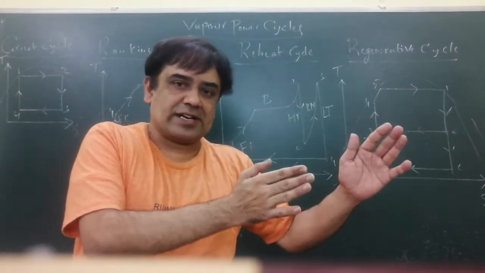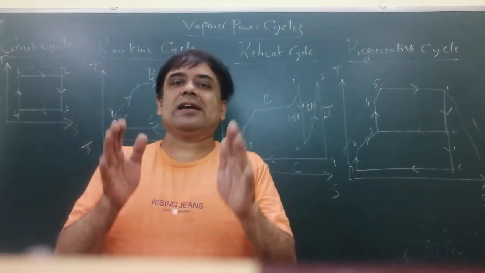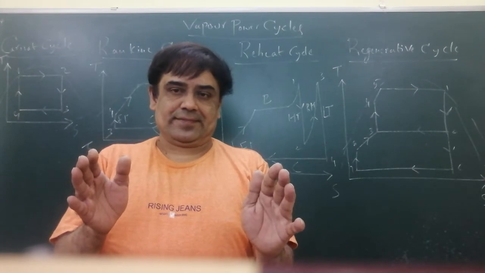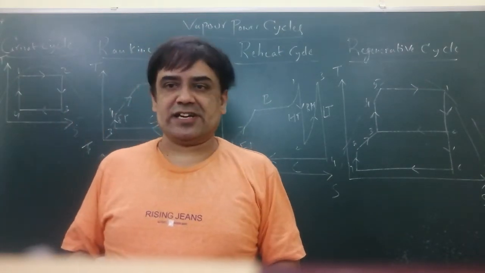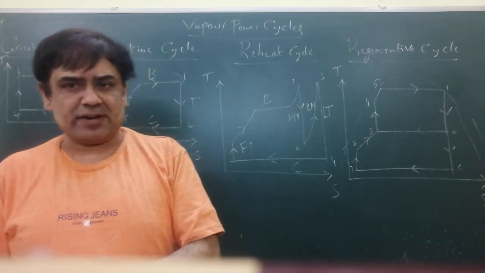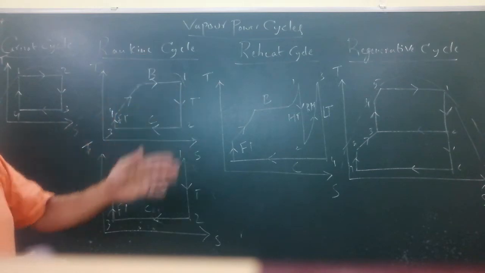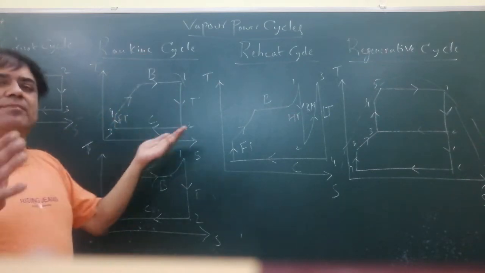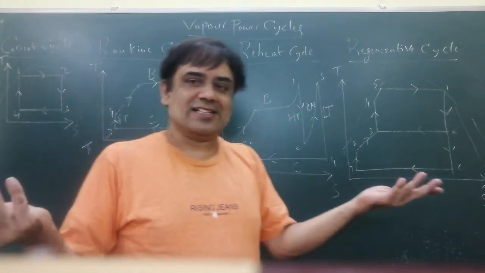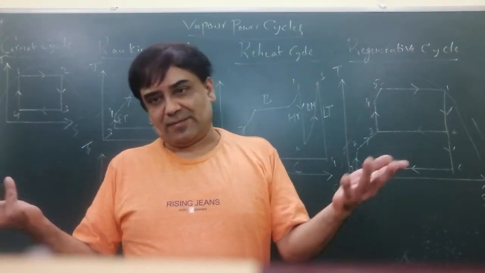In place of compressor, we are using yet another power absorbing device called pump. Next, in place of combustion chamber, it is boiler. Boiler does have a combustion chamber. In place of gas turbine, we find steam turbine. Next, in place of cooler, we have condenser. The names are different, but the principle of operation remains the same.